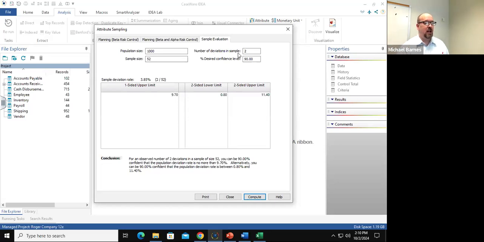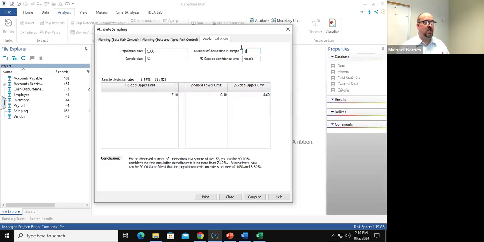So let's keep our staging factors, but let's change the deviations in the sample to 1. What do we got now? It says the deviation rate is no more than 7.1%. So the population deviation rate is 7.1, the tolerable rate is 7.5. Control effective. Control is effective. The tolerable deviation rate is higher than the expected population deviation rate.